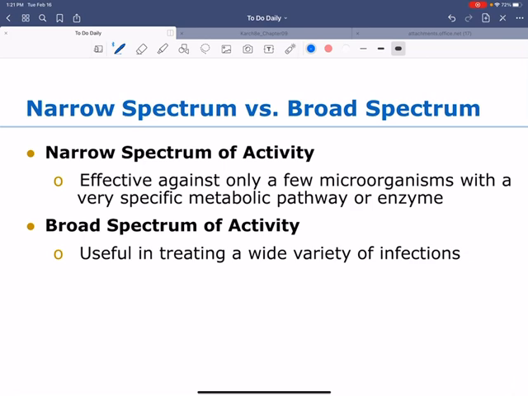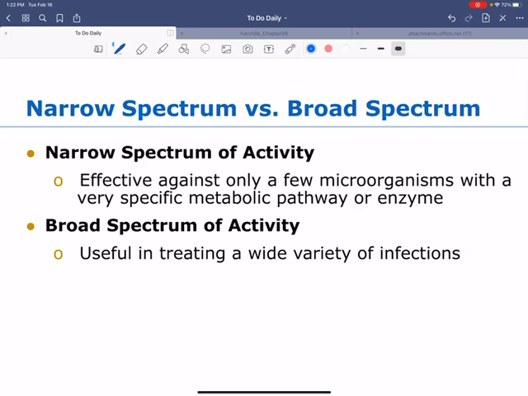So it's important to know narrow spectrum versus broad spectrum. I know we had talked about this prior, but a narrow spectrum is only a few organisms. So we want to aim to choose an antibiotic with a narrow spectrum of activity. That's what cultures and sensitivities are for. There's a lot of antibiotics that are broad spectrum, though, and can treat a wide variety.